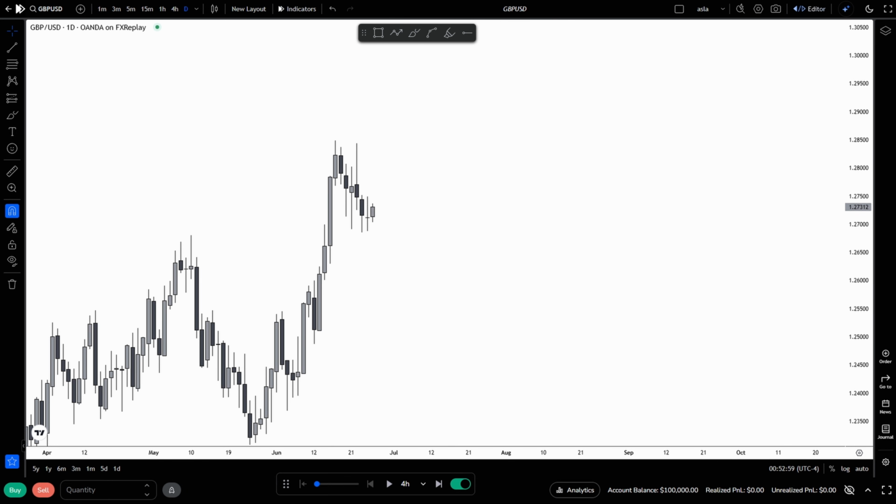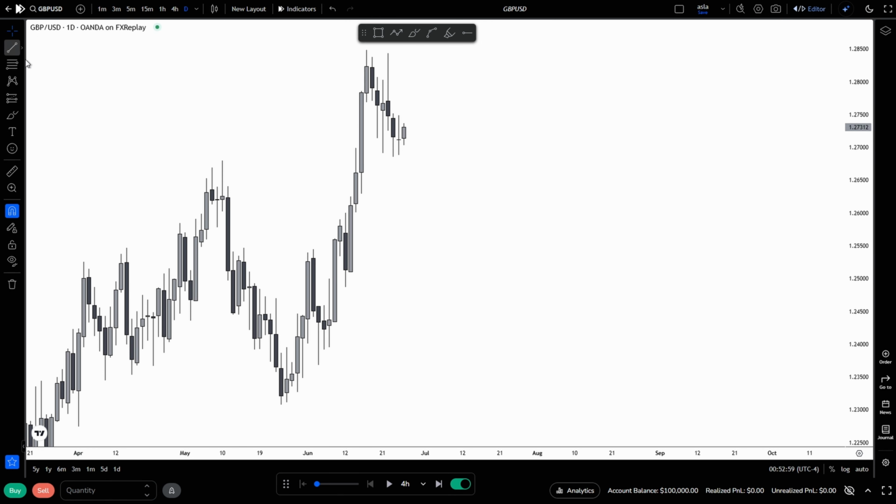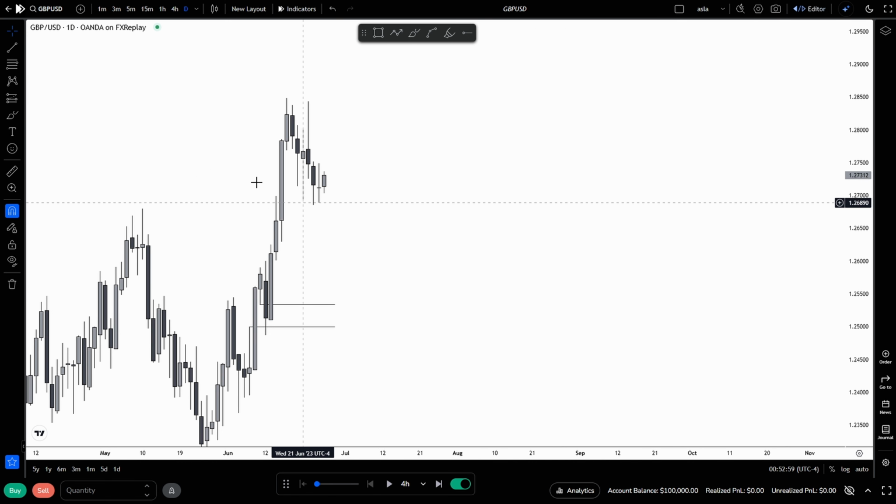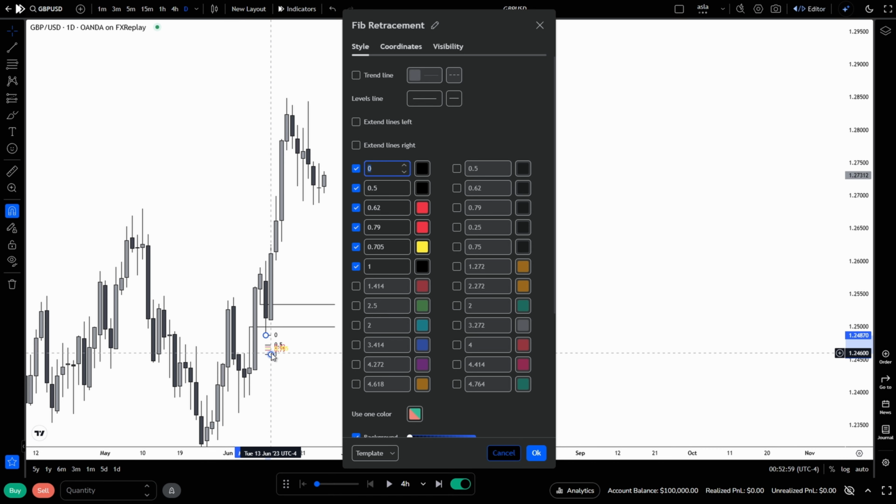For this next example, we are looking at GBPUSD on the daily chart. If you notice, price had already filled a daily fair value gap, and then from there, we made a new high with strong, aggressive displacement. That displacement gives us a very clear range to work with. So what I'm going to do is mark out that displacement range from the high to the low.